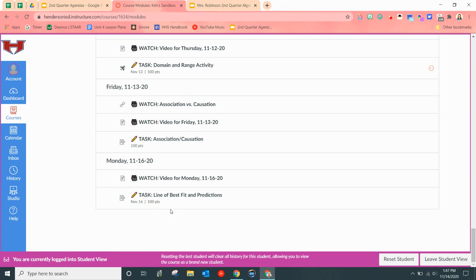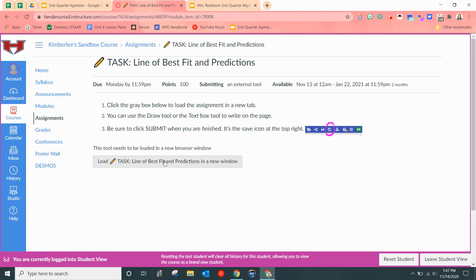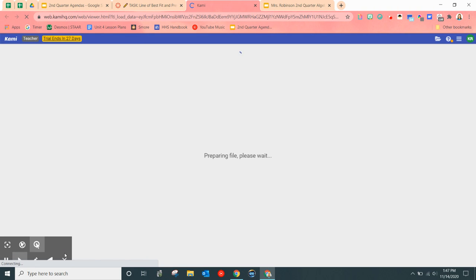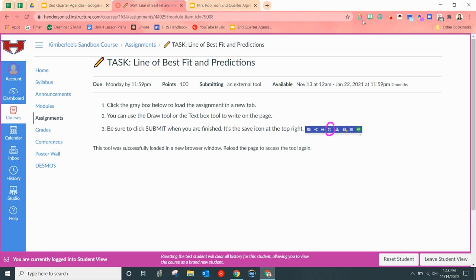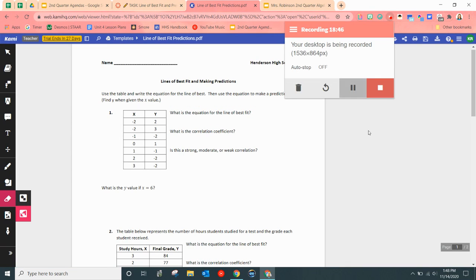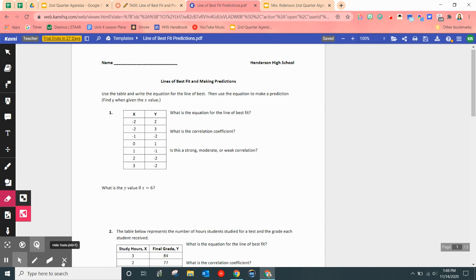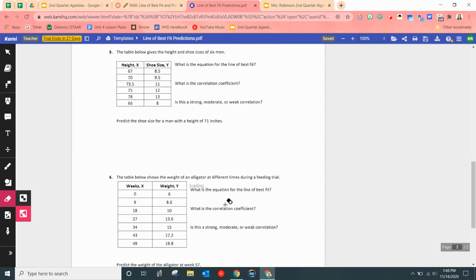Now, if you come back over here to Canvas, at the bottom of the modules page, here is your assignment for today. It's pretty short. If you click here, and it might tell me that I have to click this and open it. Let's see if it's going to load. Sometimes it doesn't load. Yes, your teacher needs to open the assessment first. Okay, so let me go over there and click on it real quick out of this mode, and then I can come back and it should let me open it. Okay, so now it's open. So you've got this worksheet. It literally has 4 problems on it.